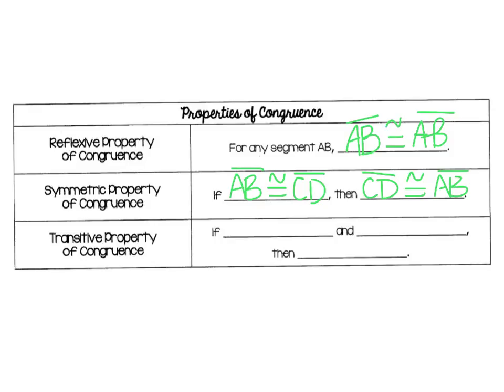And then last but not least, the transitive property of congruence states that if segment AB is congruent to segment CD, and segment CD is congruent to segment EF, then we can say that segment AB is congruent to segment EF. So we're saying both of these segments are congruent to segment CD, therefore they're congruent to each other. Transitive property of congruence.